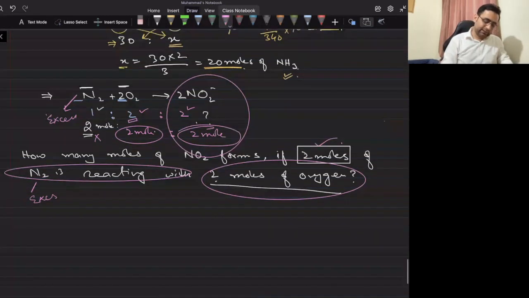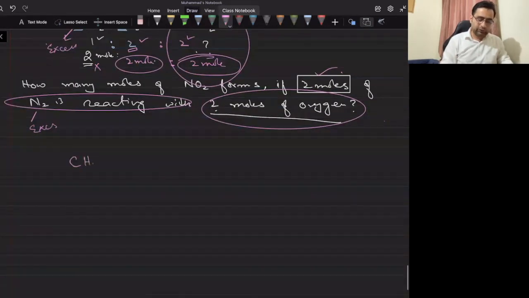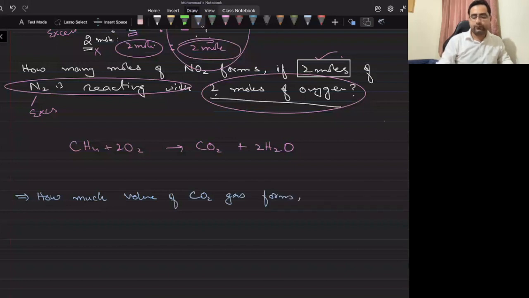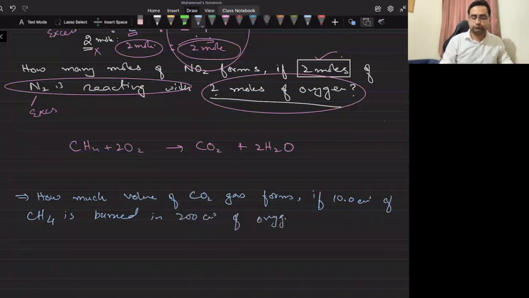Now, one more question. This is a reaction between CH4 plus O2, forming CO2 and H2O. To make it balanced, you will multiply 2 and 2. Now, how much volume of carbon dioxide gas forms if 10.0 cm cube of methane is burned in 200 cm cube of oxygen? Now you need to find the volume of this carbon dioxide. Try this question.